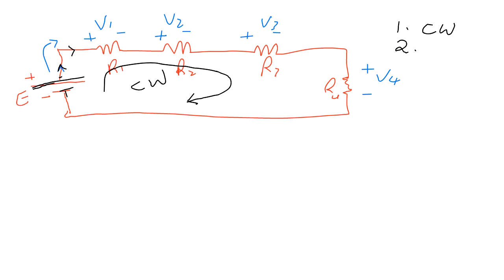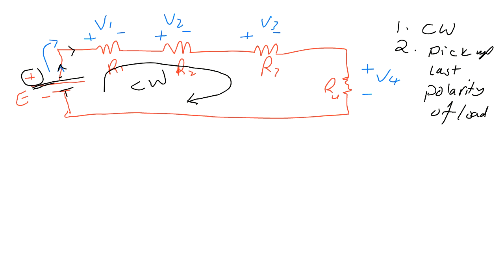The number two, you need to pick up the last polarity of the load. Okay, so starting from here, the source. What is the last polarity of the source? Positive. So you will write here positive source. Then the current goes here, enters here, then leaves this load by this negative.